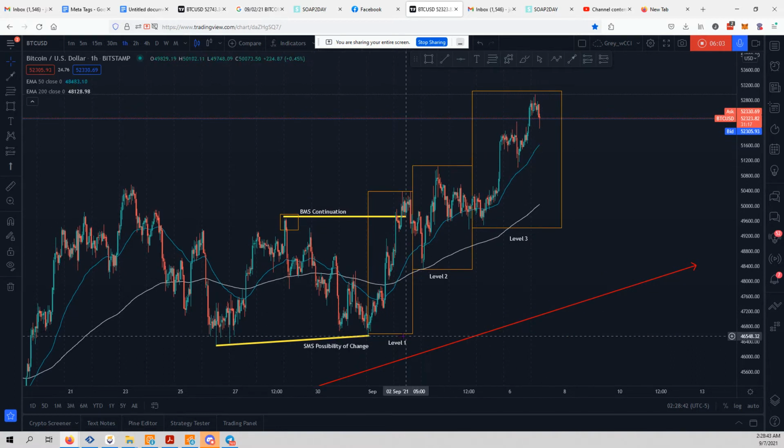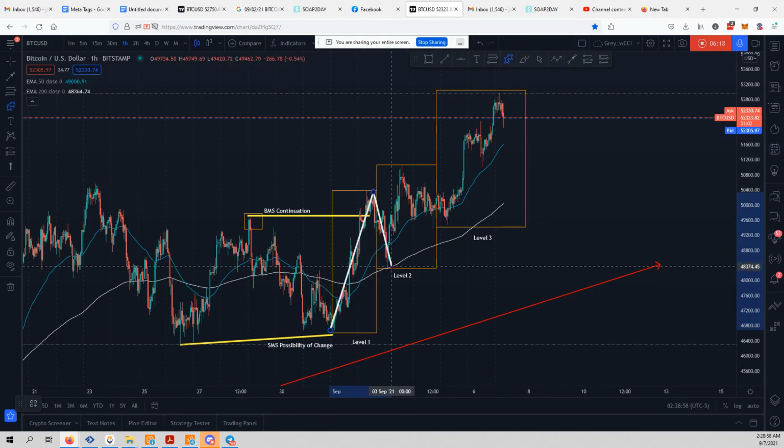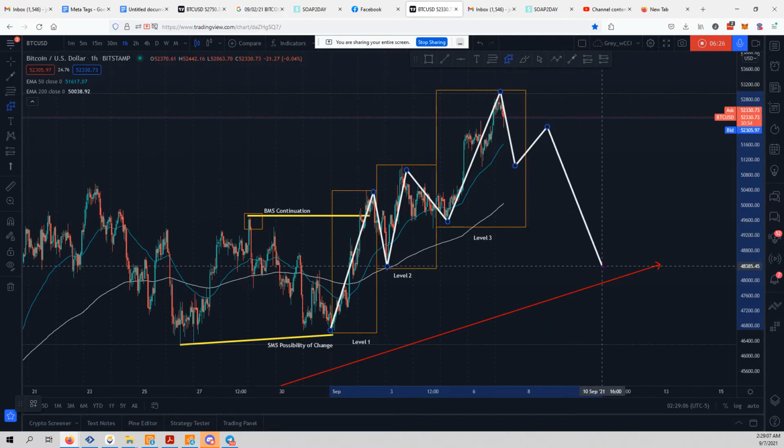By the way, let me go back to this theoretical model of reading levels 1, 2, 3. After 3 levels, we should expect a pullback, right? So it would look something like this. Here's 1, 2, and then of course this is level 3. We should expect a pullback, something like this.